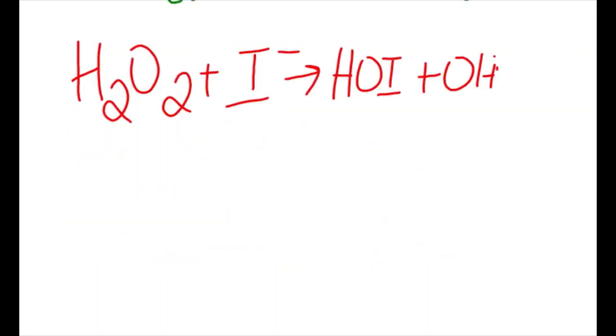Now let's try to find our rate law. For this part, all we have to do is focus on our slow step of the mechanism, or in this case, H2O2 plus I- produces HOI plus hydroxide.